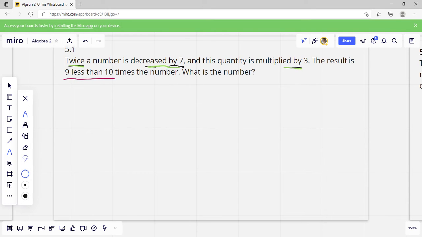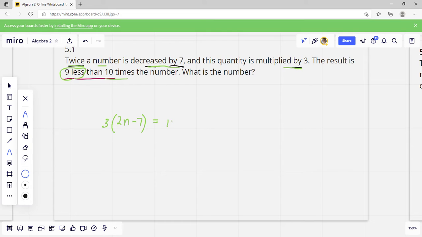So we're going to say twice the number, and when we get to number, we're just going to use an n. So 2 times n is decreased by 7, so minus 7. And this quantity is multiplied by 3. So what's being multiplied by 3? This entire thing. So we're going to put that in parentheses and multiply by 3. And that's going to be equal to something. We're not going to worry about this 9 less yet. We're just going to do this part. So equals 10 times the number.